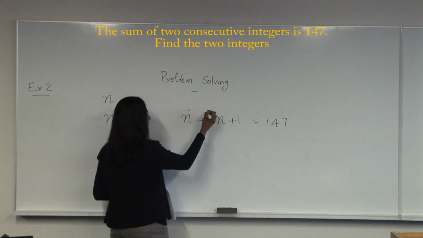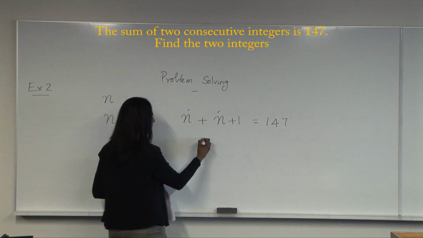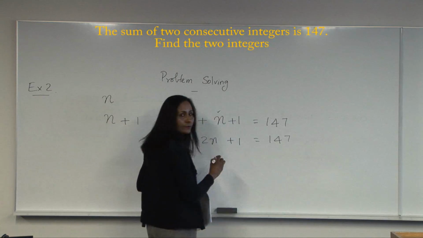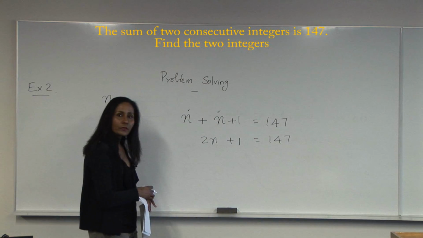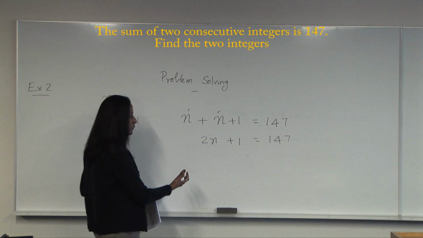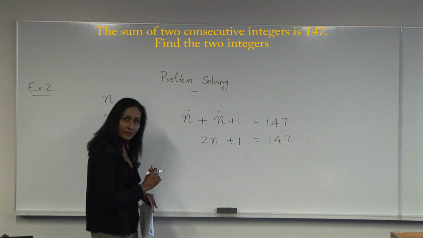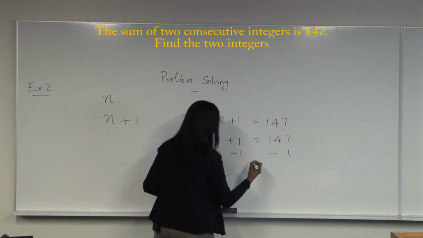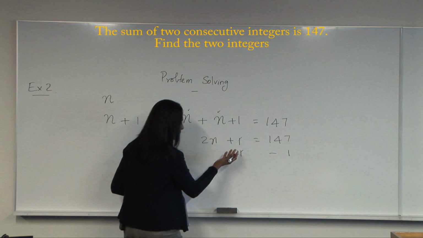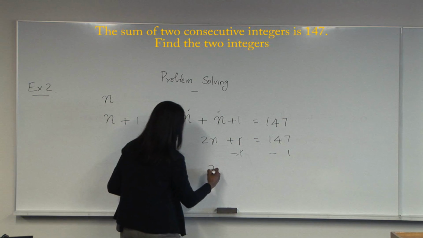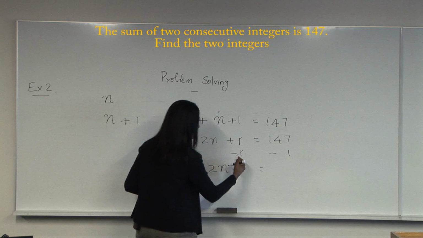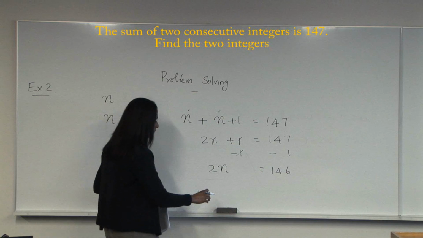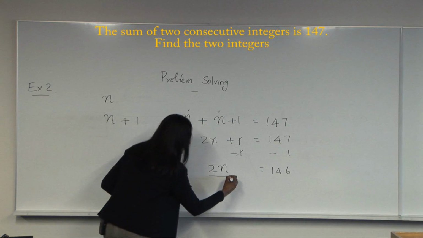So we have like terms, n plus n is 2n, plus 1 is equal to 147. Now we are solving for n, so we need n alone on one side. So we have to move everything else to the other side. So we have to subtract 1 from both sides. So you get here 1 minus 1 is 0. Here we have 2n. Those two cancel out. So here we have 146. And we are solving for n. So we have to divide both sides by 2.